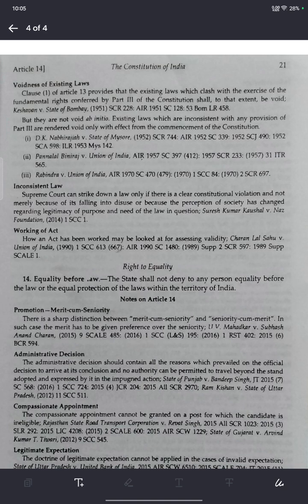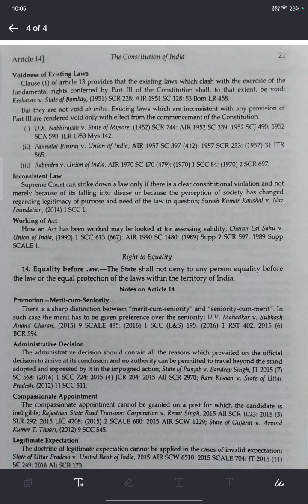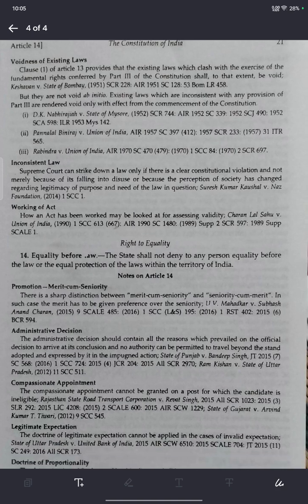Voidness of existing law. Article 13, Clause 1 provides that existing laws which are inconsistent with the fundamental rights conferred in Part 3 of the Constitution shall, to the extent of the inconsistency, be void. Case of State of Bombay. But there is a wide opinion that an existing law which is inconsistent with any provision of Part 3 is rendered void only from the commencement of the Constitution, with effect from the Constitution. Dr. K. Nabhirai versus State of Mysore, Punjab Biniraj versus Union of India, Rabindra versus Union of India. What do they say?